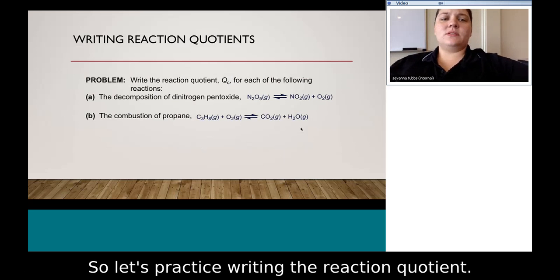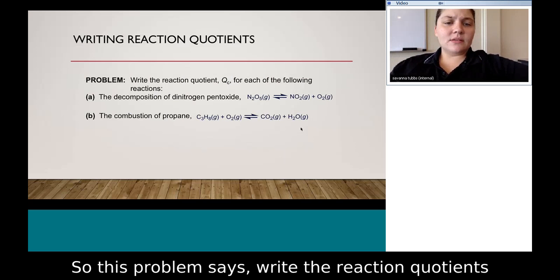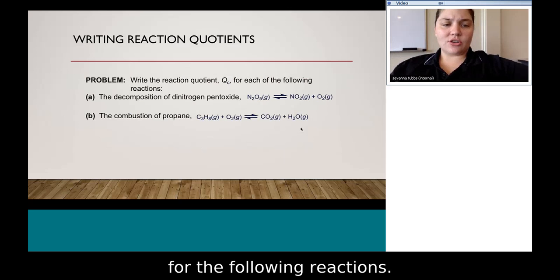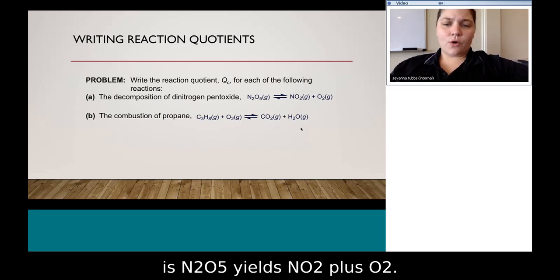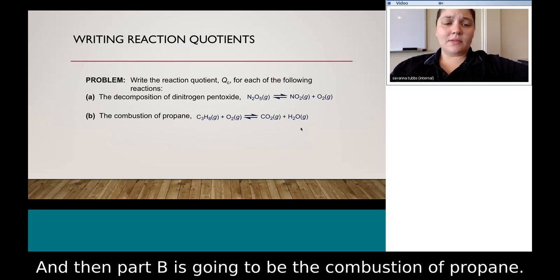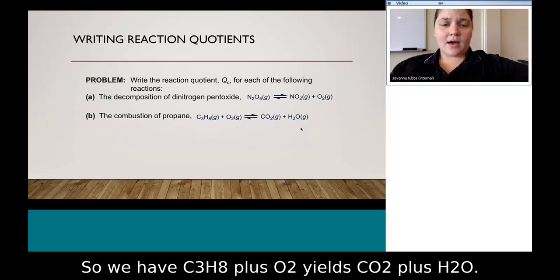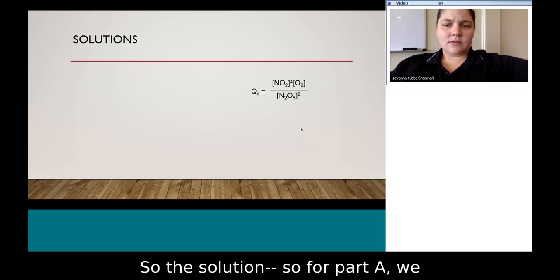So let's practice writing the reaction quotients. This problem says, write the reaction quotients for the following reactions. Part A is the decomposition of dinitrogen pentoxide, which is N2O5 yields NO2 plus O2. And then part B is going to be the combustion of propane. So we have C3H8 plus O2 yields CO2 plus H2O. So the solutions.